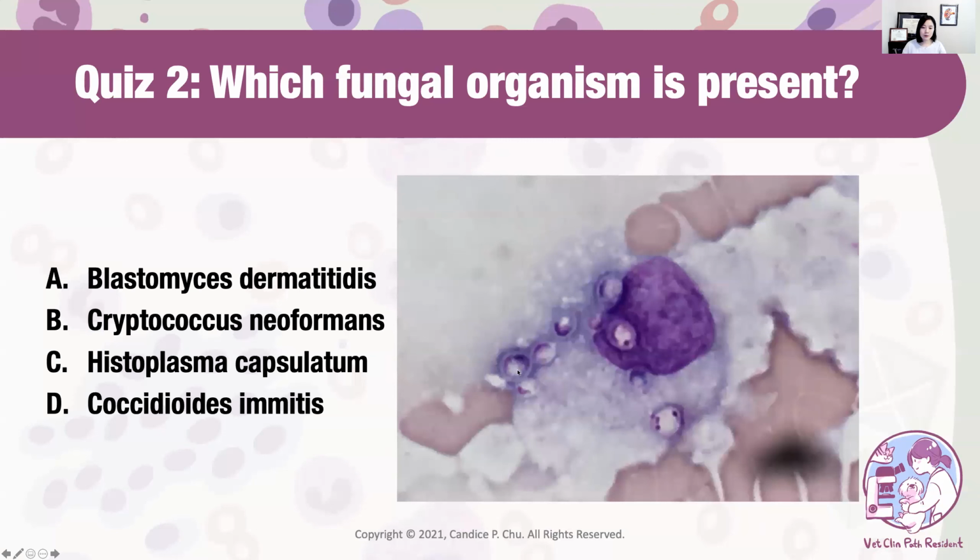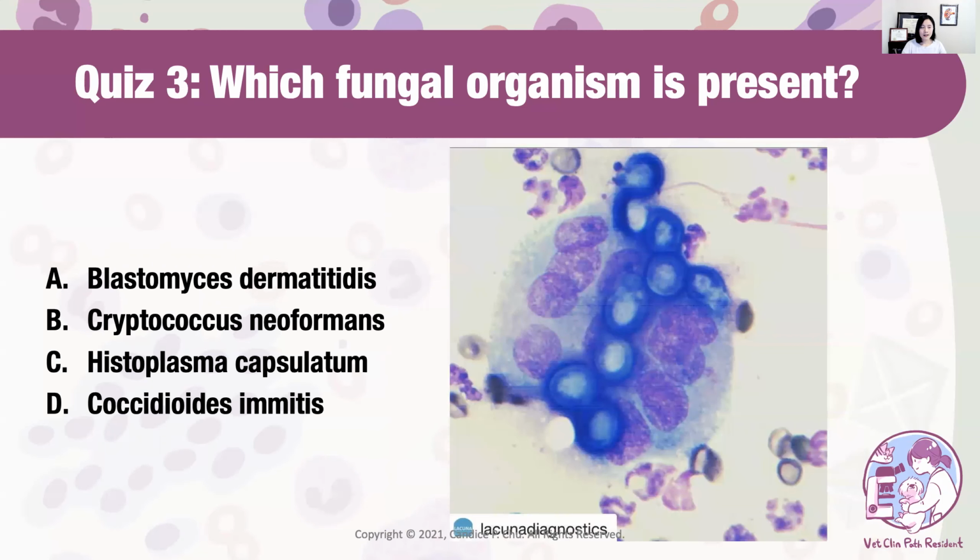For example, this one would be quite small because you would notice this big thing is one monocyte or one macrophage. So these fungal organisms are quite small. Which one would this be? All right. Then question number 3, which fungal organism would this one be?